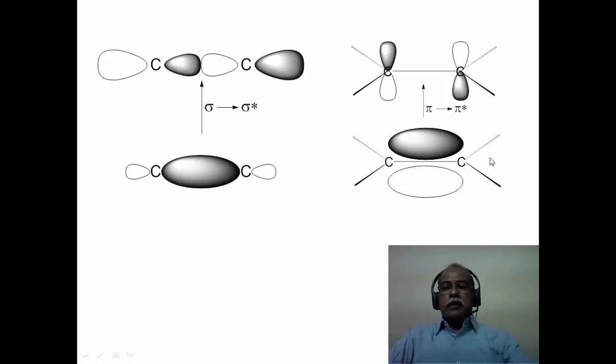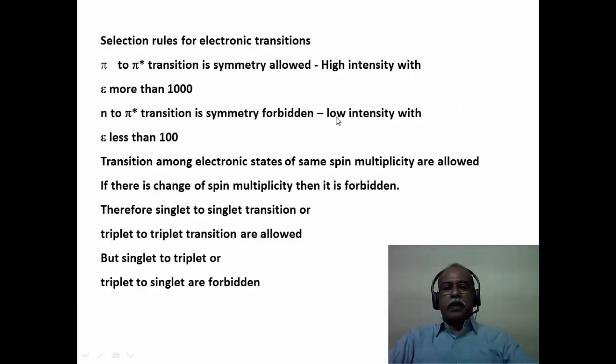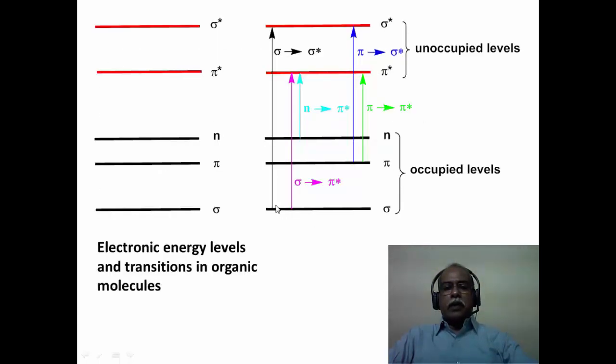Now the pi to pi star transitions are relatively speaking lesser in energy, as you can see from the diagram. The sigma to sigma star is the highest energy transition. Then comes the sigma to pi star transition, then the pi to pi star transition and the n to pi star transition. In other words, the order of energy is sigma to sigma star, sigma to pi star, and then n to sigma star, pi to pi star, and n to pi star, in decreasing order of the energy of the transition.